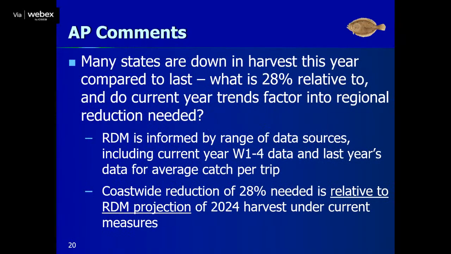So one advisor noted that a lot of states are down in harvest this year compared to last. And so there was the question of what is this 28% reduction relative to? Do the current year trends factor into the regional reduction that's needed? So staff clarified, as Lou just described, the RDM is informed by a range of different data sources, and there is some information from the current year that informs that average catch per trip information. And last year's data is also accounted for in that catch per trip. So it's somewhat accounted for. The 28% reduction is relative to the RDM projection of harvest under current measures. So if you were to compare it to a given region's 2022 harvest, for example, it may not necessarily align completely. It's relative to that projection of harvest under current measures.